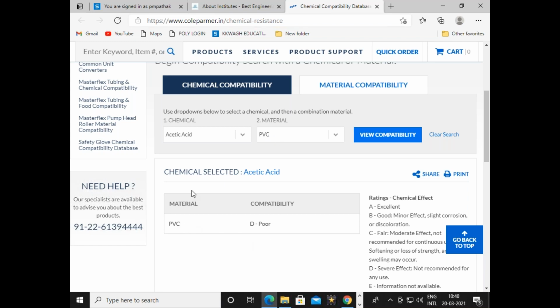So this PVC reacts with the acetic acid, and that is why it is clearly mentioned by the capital D, that is poor, meaning it is incompatible or may have a severe effect. On the website itself, on the same page, it is clearly mentioned that this D means severe effect, not recommended for any use. So likewise, you can check the compatibility of different chemicals online also. So you can use the database of that company also.